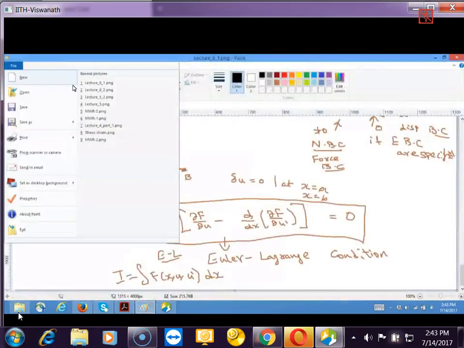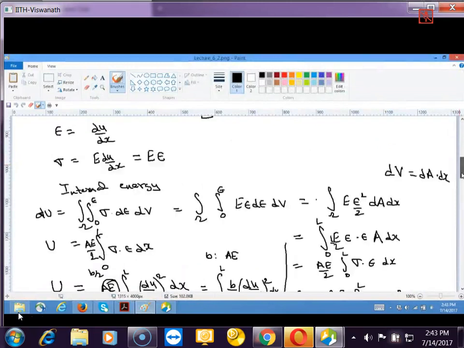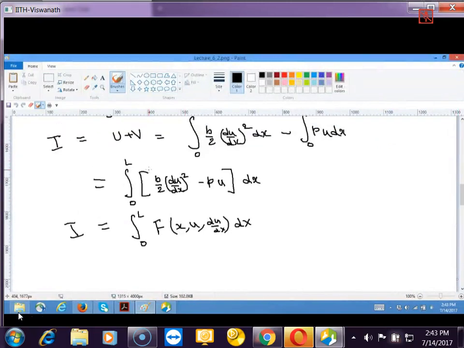So all you do now is the second example. What we are looking for in the bar, we have written the total potential energy available, which is I. But out of this total potential energy, we want to see for what values of displacement the system is under equilibrium. That means, for what values the total available potential energy would seek a stationary value. So if I want an equilibrium condition for this bar, I want delta I to be 0. That implies, if it is of this form, it has to satisfy the EL condition. And we already know F in this case.